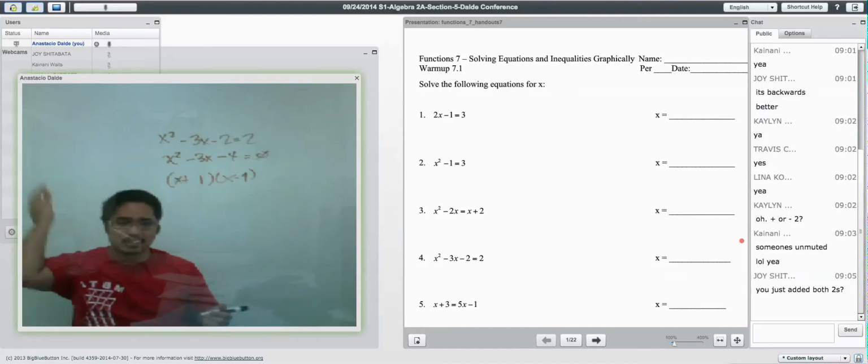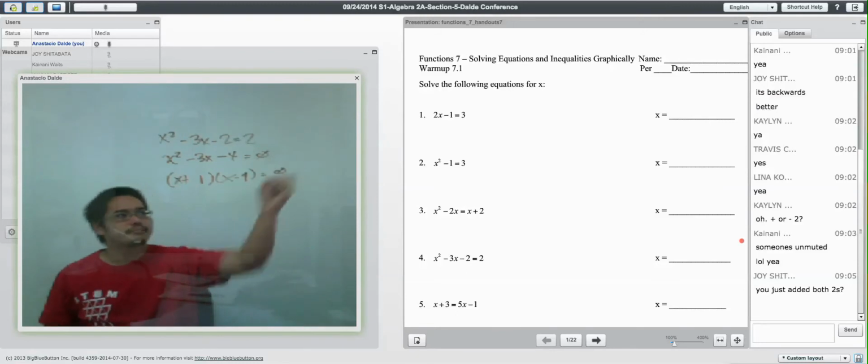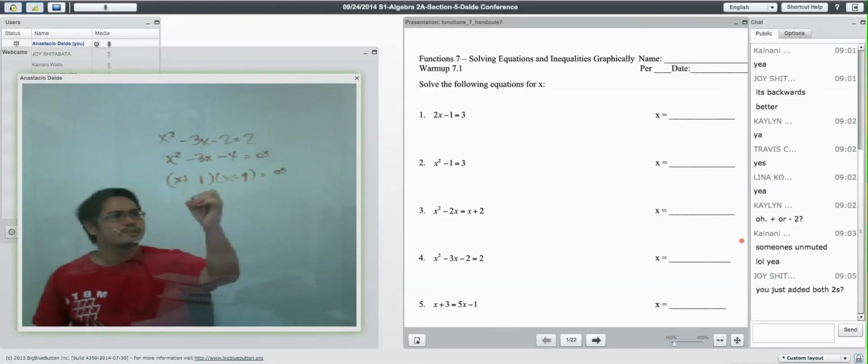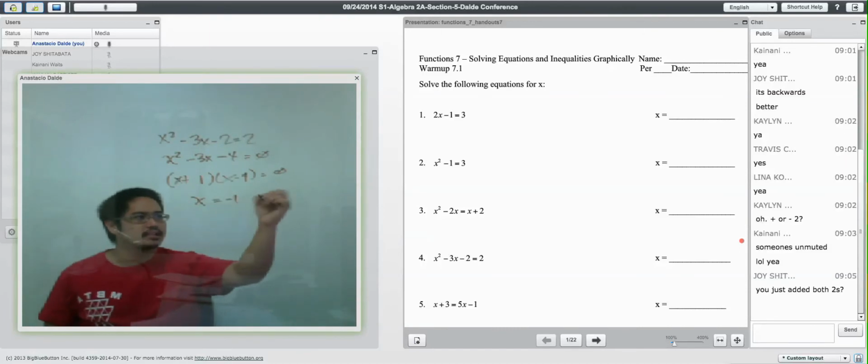This is algebra 1 stuff. You guys should be already cool with it. Equals 0. And then you have x either equals negative 1 or x equals positive 4.